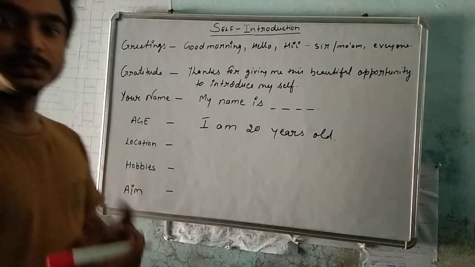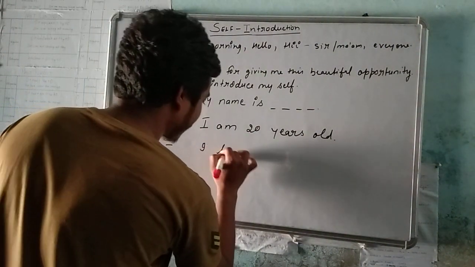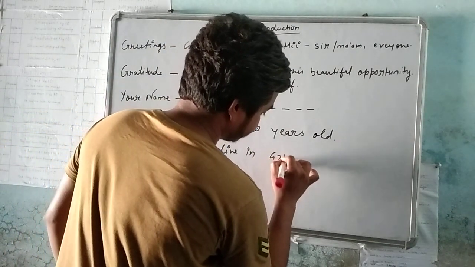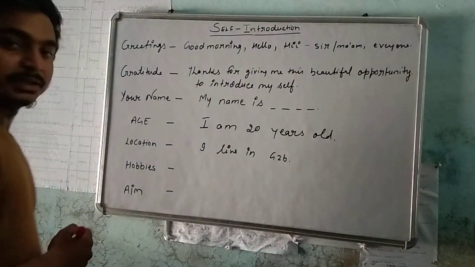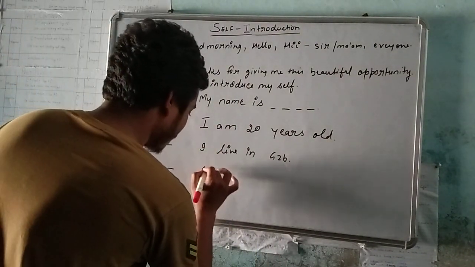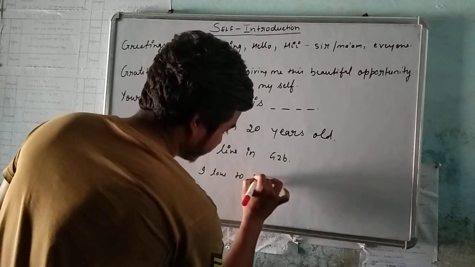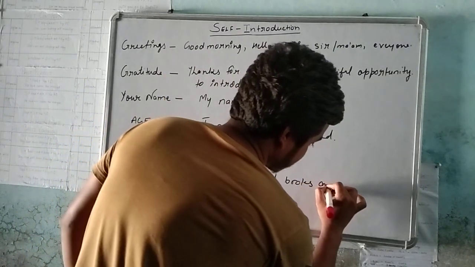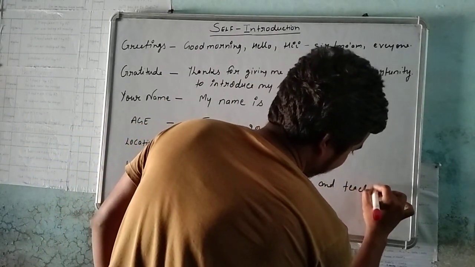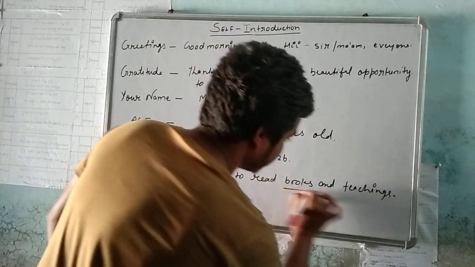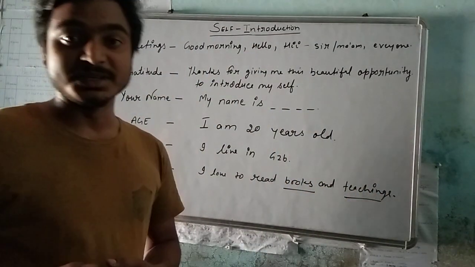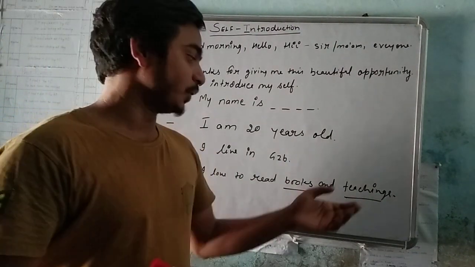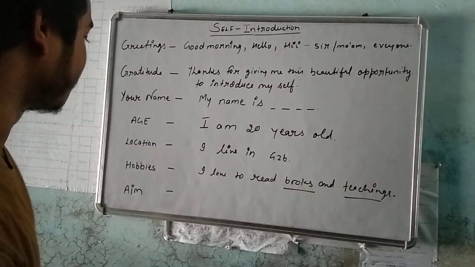Third is location, where you're living. Like I live in Gajipur. Fourth one is your hobbies. I love to read books and teaching. Replace this book or teaching with your hobbies. It's not compulsory that everyone's hobby is reading books or teaching. It's my hobby, that's why I write it here.